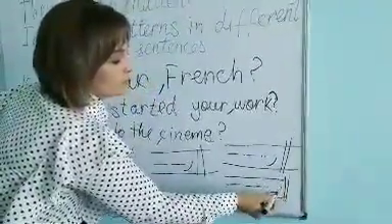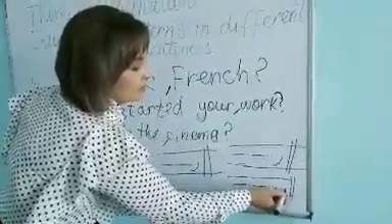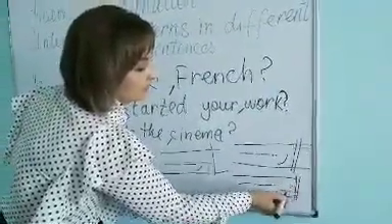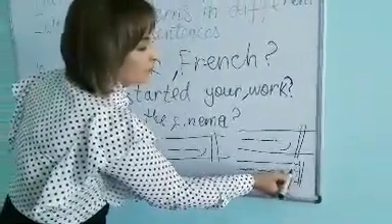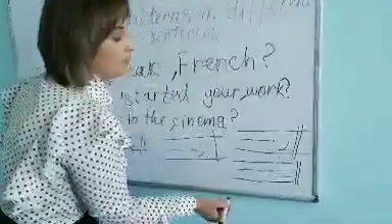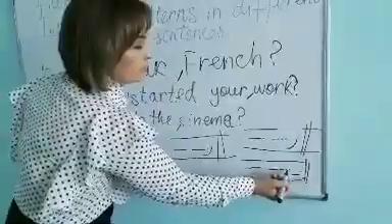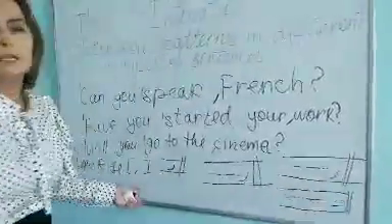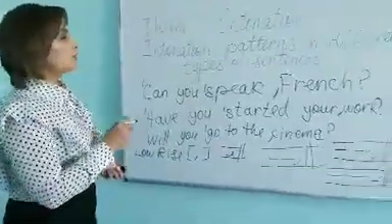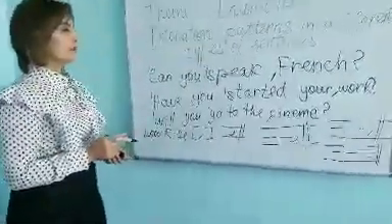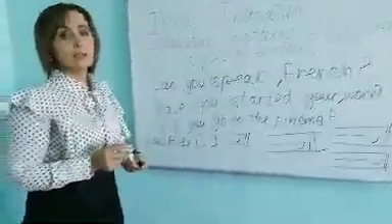In order to show the rising nuclear tone, we should show unstressed syllables above the nucleus here. It means that this is also the tone mark of a low rise, and that this is also the tone mark of a low rise. Will you go to the cinema? And here we will repeat these three general questions once more, paying attention to the correct intonation in them.